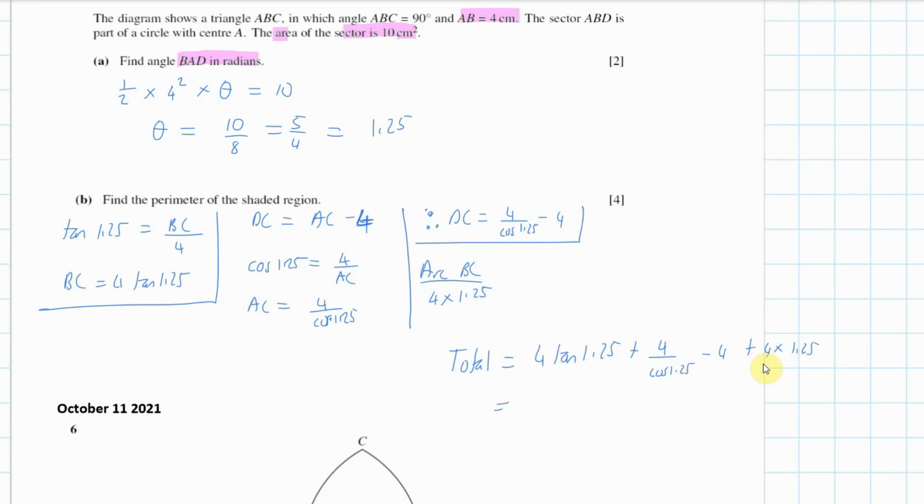Let me just chuck this on my calculator. 4 tan 1.25 plus 4 over cos 1.25 minus 4 plus 4 times 1.25. So for this I'm getting 25.7 to 3 significant figures.